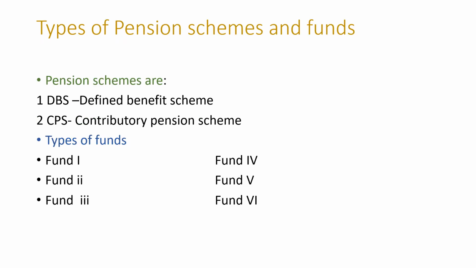It is important to state that the Pension Reform Act of 2004 had 4 multi-fund structures: Fund 1, Fund 2, Fund 3, and Fund 4. But when this 2004 Pension Reform Act was reviewed in 2014, the multi-fund structure was increased to 6 different funds.